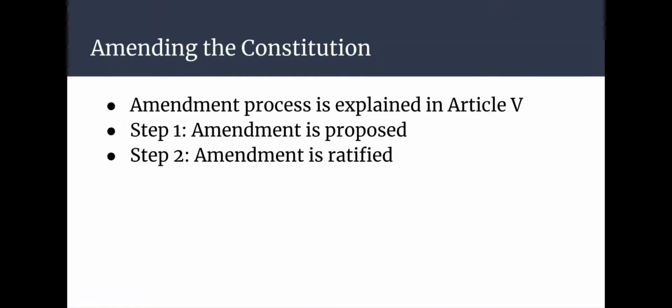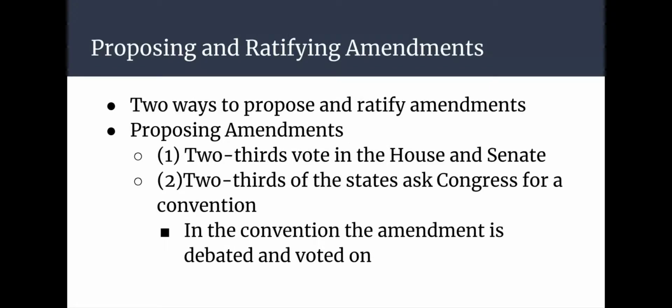So here we go. The amendment process is explained fully in Article 5 of the Constitution. Really, it comes in two parts. Step one is the amendment is proposed. Step two is the amendment is then ratified. There are two ways of proposing and ratifying amendments.